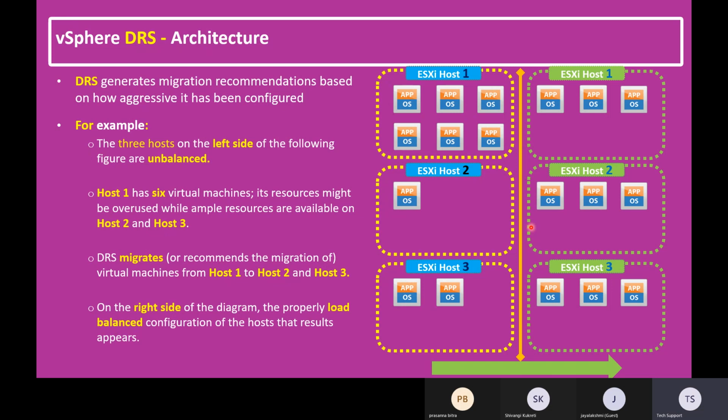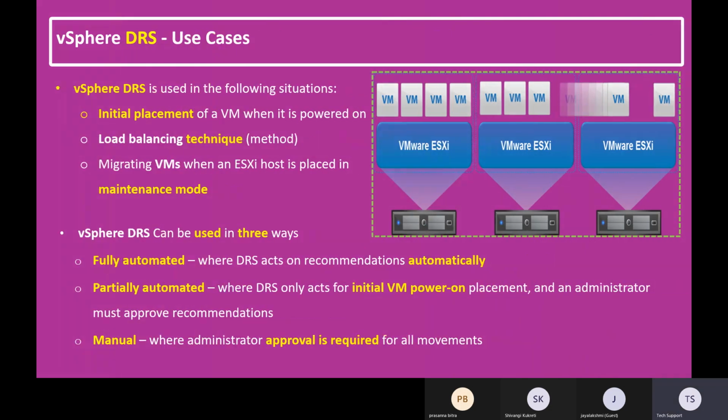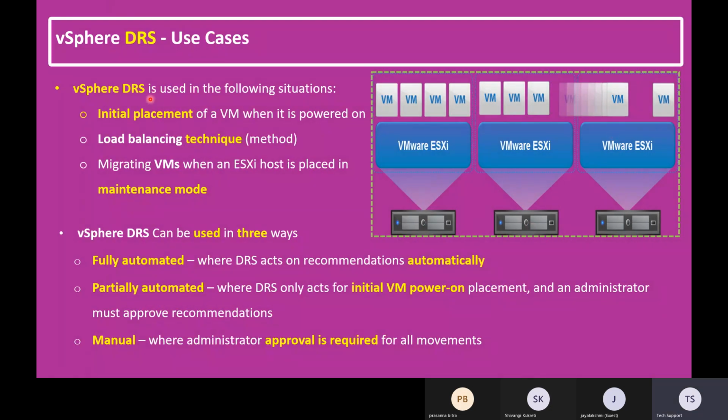Now we'll talk about the DRS use cases, the scenarios in which we use DRS. vSphere DRS is used in the following situations. One scenario is the initial placement of a virtual machine when it is powered on. Let's say each of my ESXi hosts has 4 VMs, so 12 VMs are running. When we try to power on one more virtual machine, which host it needs to be powered on is taken care of by DRS. That is the first use case. The second use case is load balancing. We just discussed in the architecture that load balancing is taken care of by DRS.